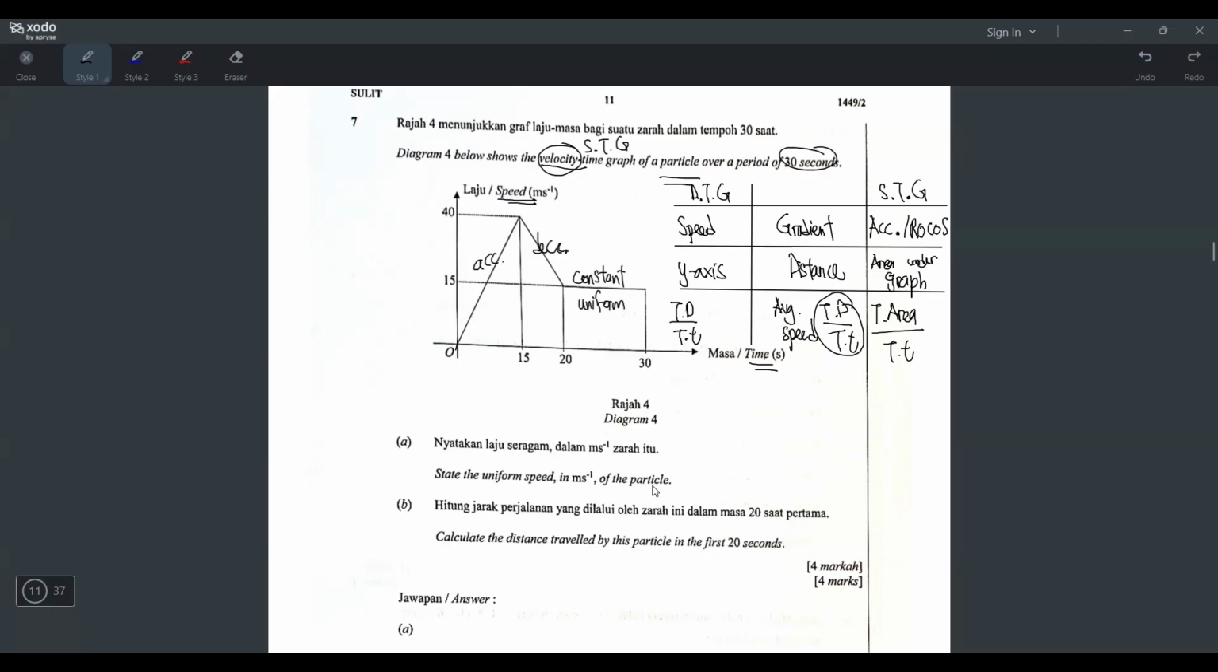State the uniform speed of the particle. Okay, this one easy. The answer is 15 meter per second, right? Because the uniform speed is 15, right?